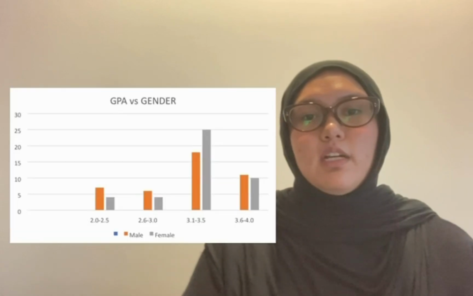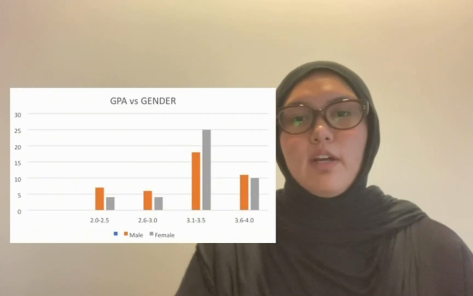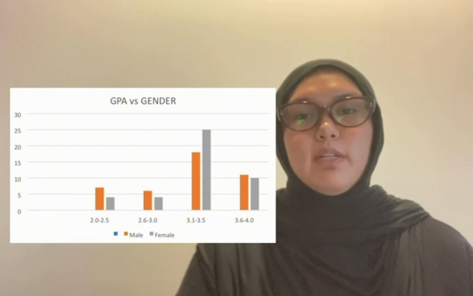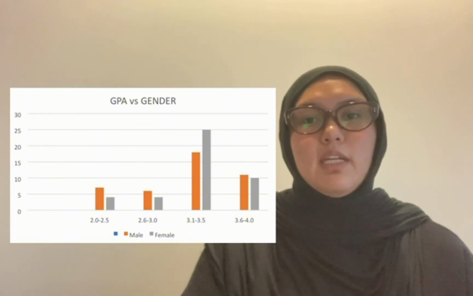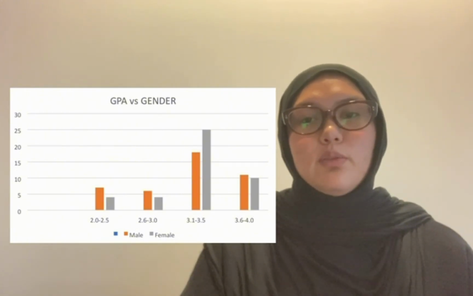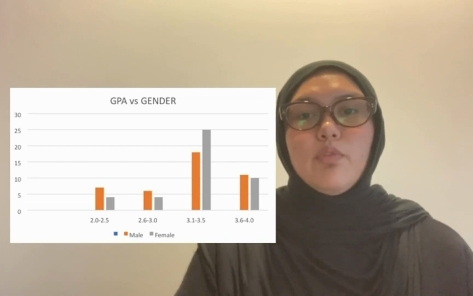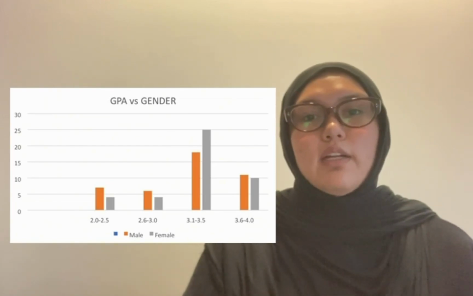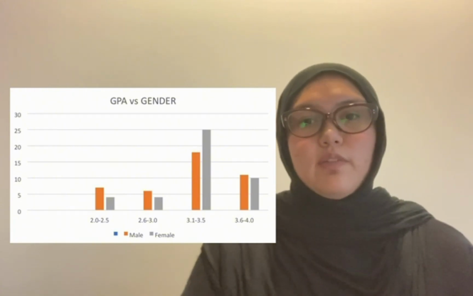So today I'm going to explain about the gender versus GPA graph. The table shows gender and GPA. Most male and female students have GPA 3.1 to 3.5. More females, 25, than males, 18, are in this range.